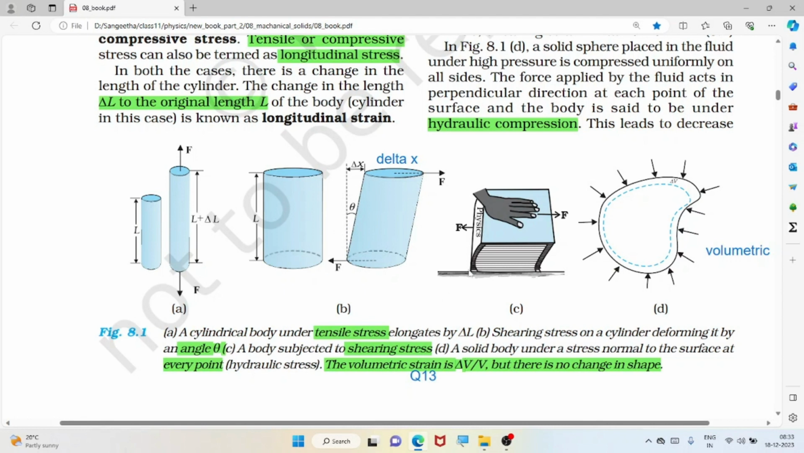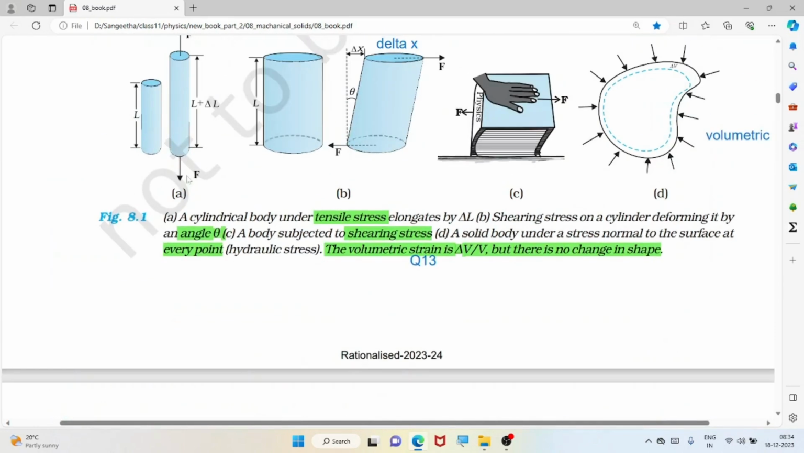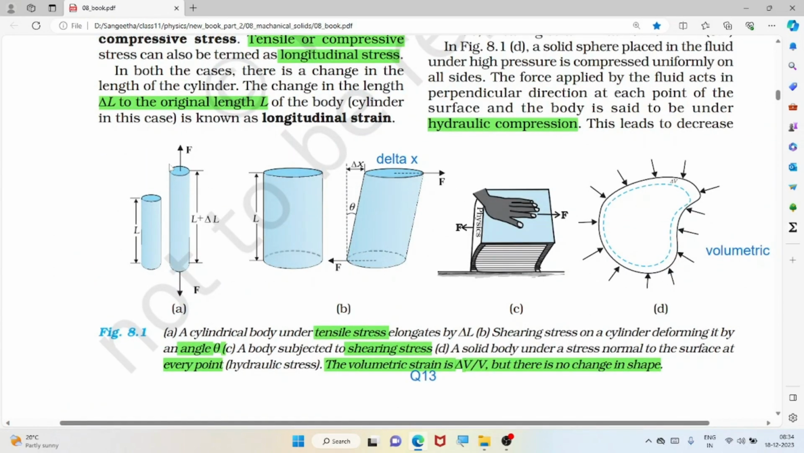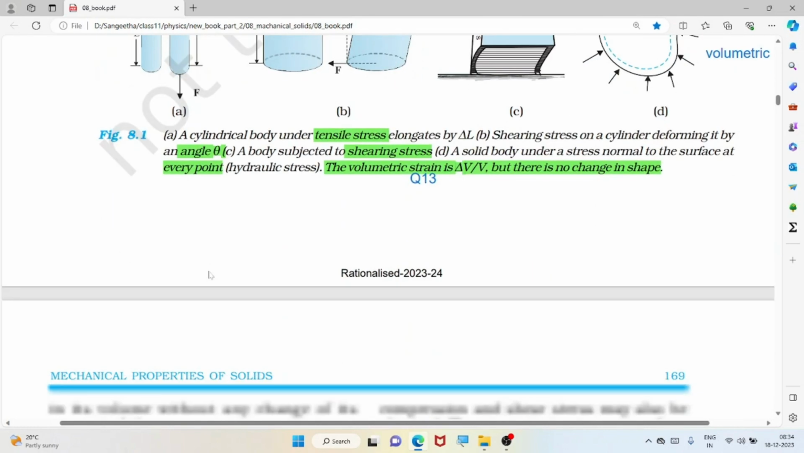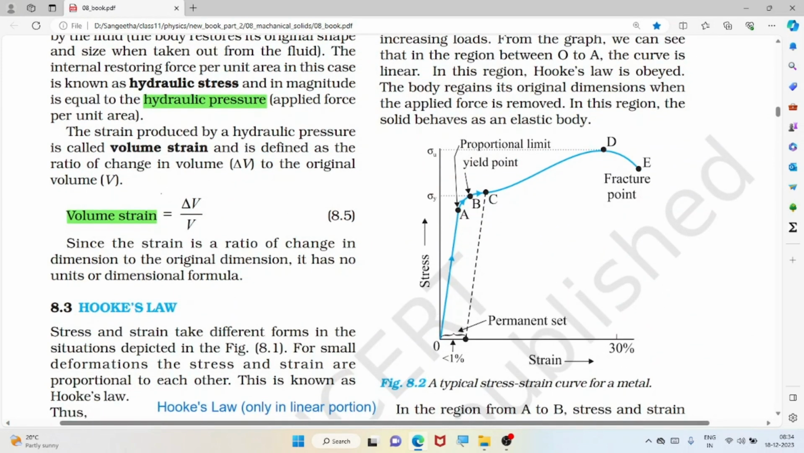How do we apply a shearing stress? Then there is hydraulic compression, the volumetric case, where you are applying force in all directions. Volumetric strain equals delta V, the change in volume divided by the original volume. So now you understand the longitudinal strain, the shearing strain and the volumetric strain. There are three types. Volumetric strain is delta V by V.